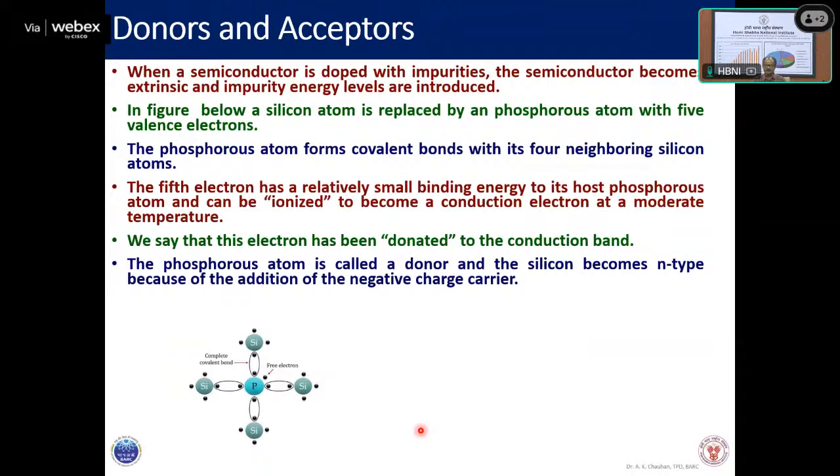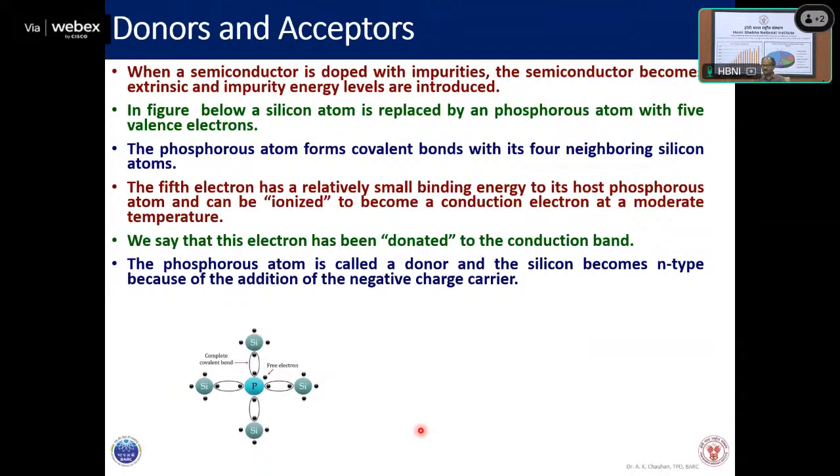negative charge carriers. Now when we are talking about the intrinsic semiconductor, extrinsic semiconductor, and doping, most students in the beginning of their career have a misconception that every silicon now has a phosphorus atom nearby, which is not the case.